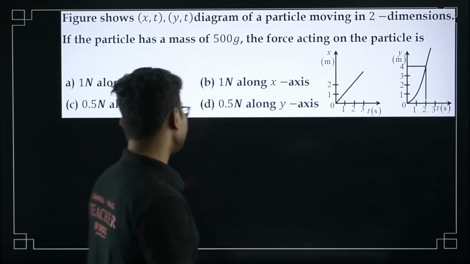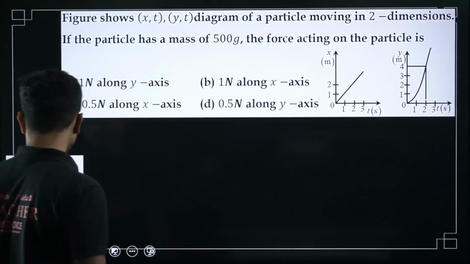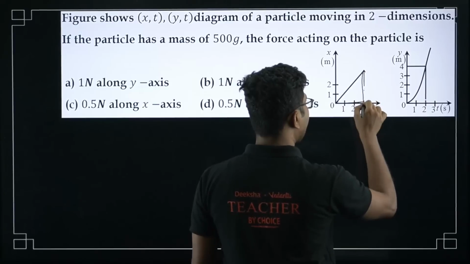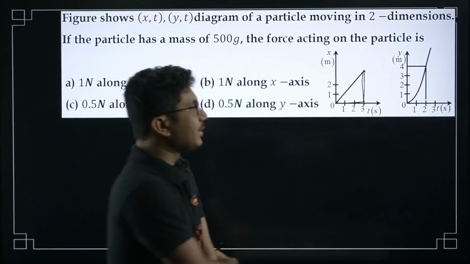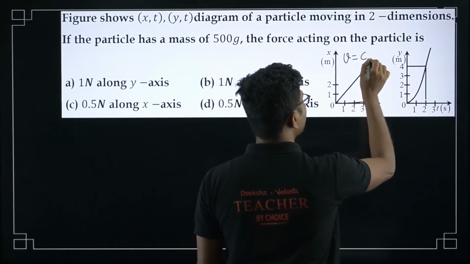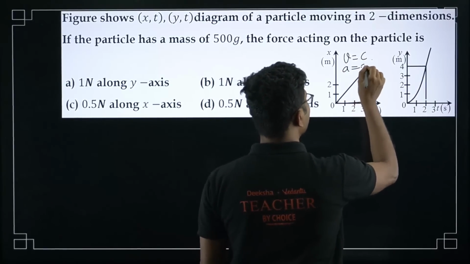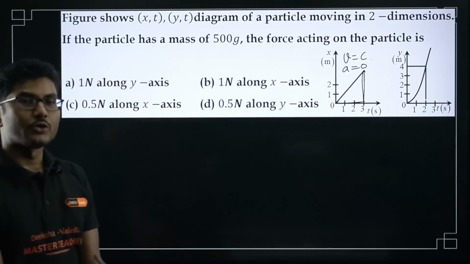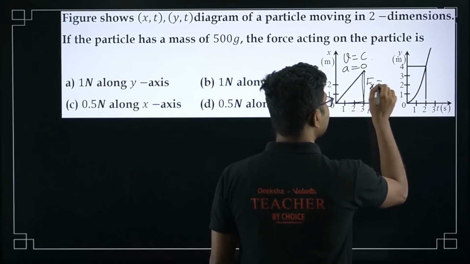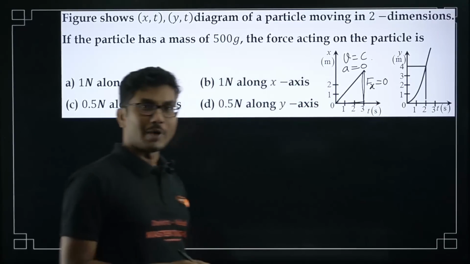Now if you see this graph, the x graph, the slope of the graph at each and every point is constant. That means along the x direction the velocity is constant. Okay, that means acceleration is 0. So if acceleration is 0, what is the force acting on it? So force acting on it along the x direction must be 0. Force equals ma, right?